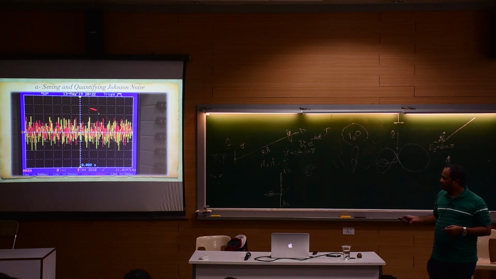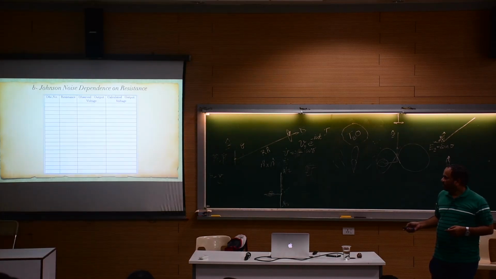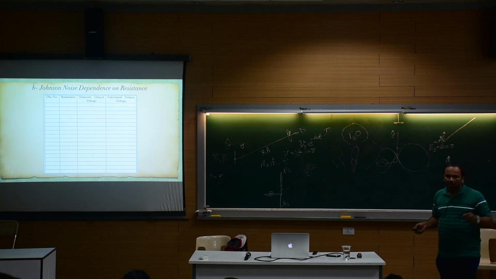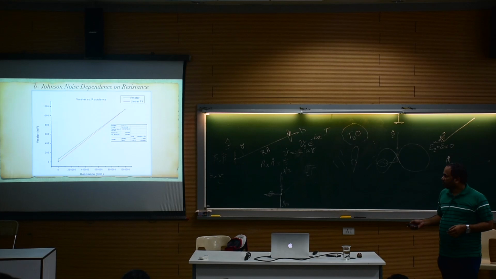So this is how you should be able to see the noise, in the first experiment. And in the second experiment, you can make a table like this, and you can take observations for different resistors, and you can measure the observed output on the DMM, and you can calculate, based on the bandwidth you selected and the value of resistance, what the noise should be. And this is the graph you should be able to get.